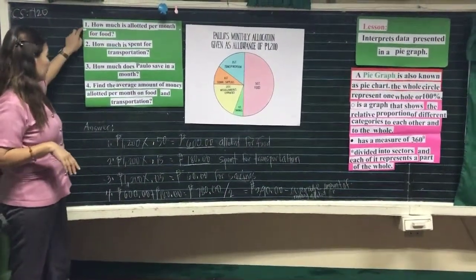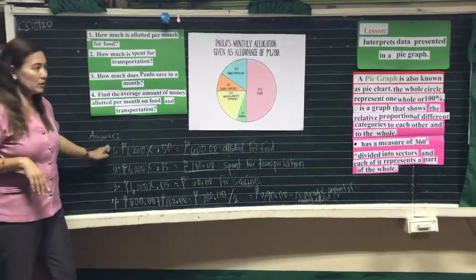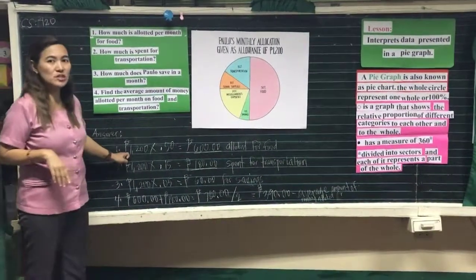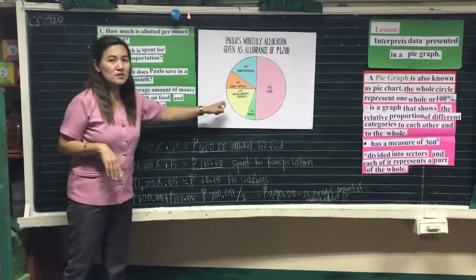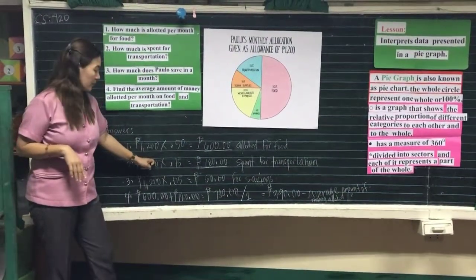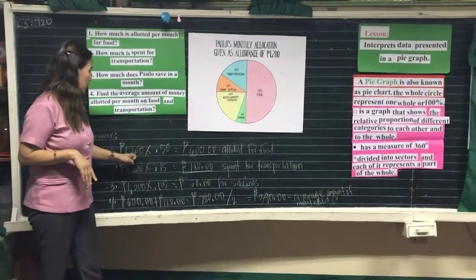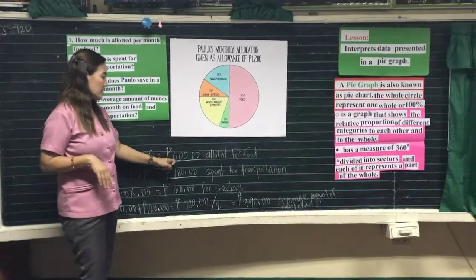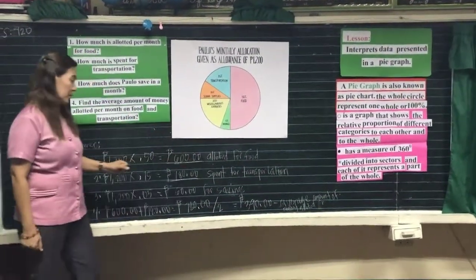To solve for number one, all you have to do is multiply the monthly allowance, which is 1,200, times the percentage, which is 50%, and this is 0.50 in decimal. So, 1,200 times 0.50 is 600 pesos. And this is allotted for food.